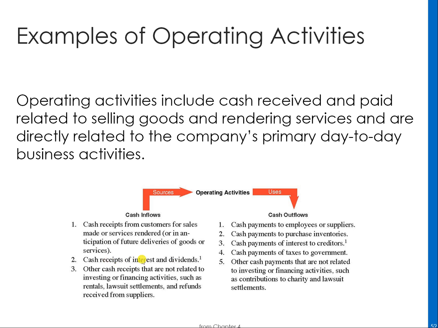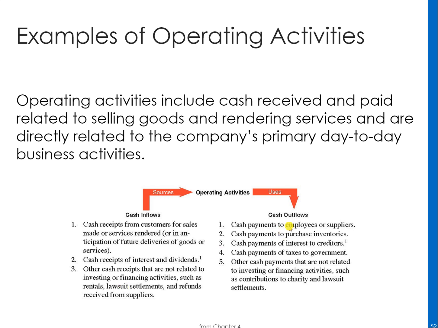If we receive cash, those are cash from operating activities because they are part of the day-to-day regular business, regular investment. Other cash received that is not related to investing or financing, such as rentals, lawsuit settlements, and refunds received from suppliers. These are related to daily business activities.